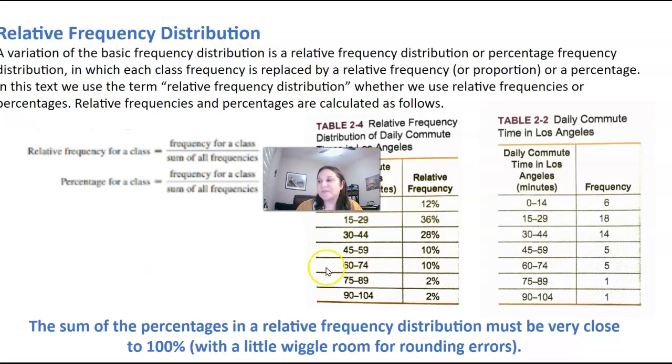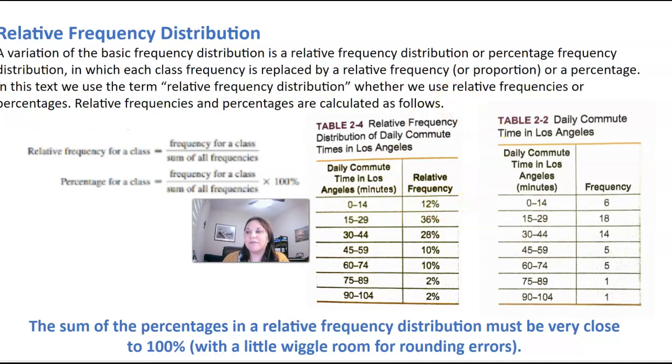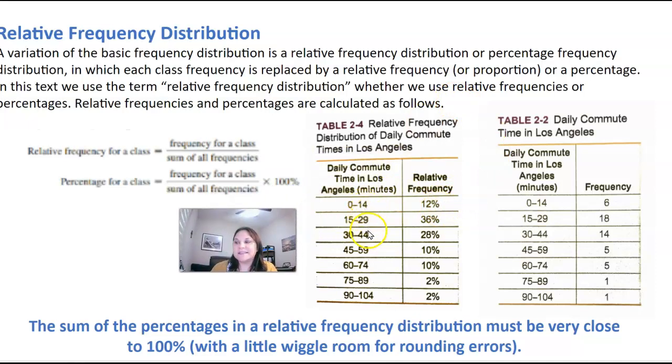And what you see here is the description of what the difference is from a frequency table to a relative frequency table. So a relative frequency table has the same classes. As you see, the left column is showing the same data. But a frequency table tells you exactly how many people were in that category, whereas a relative frequency table gives you the percentage of total people.